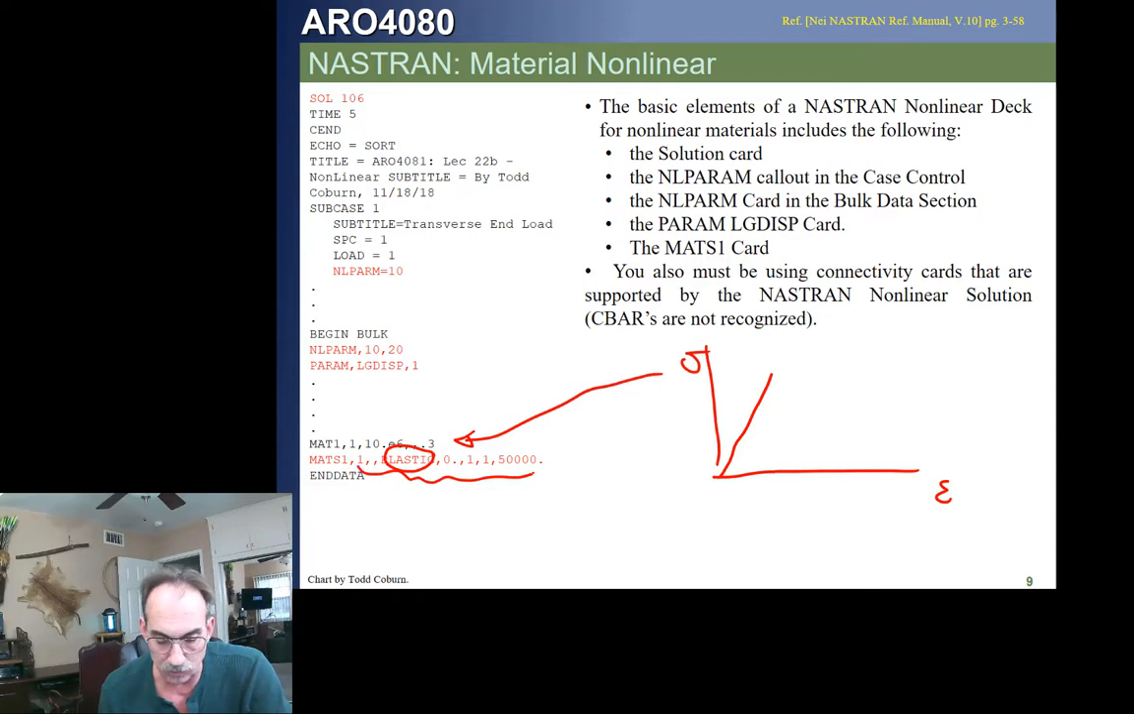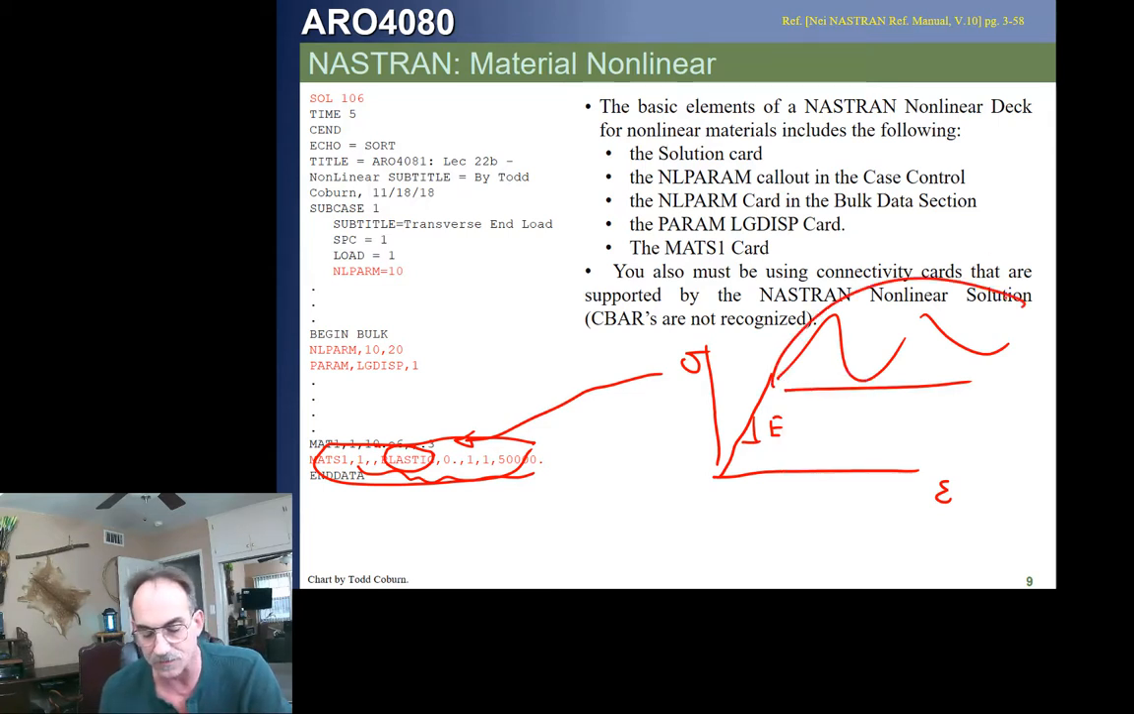We'll look at that on the next slide, but basically what this card is going to do, you'll notice this 10 to the 6 is telling us what the initial slope is of our stress strain curve, or our E, and this card is going to tell us what the rest of this curve looks like. It could be fully plastic or off at some slope or something else. Okay, we'll see how that plays out on the next slide.